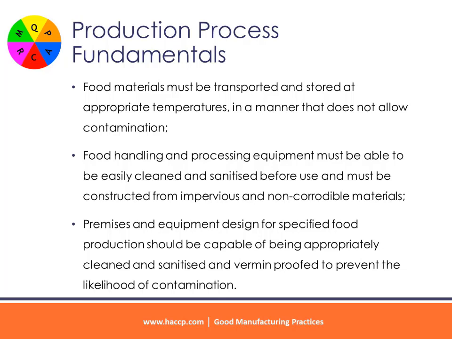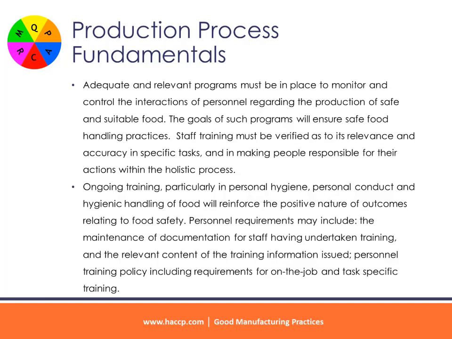Premises and equipment designed for specified food production should be capable of being appropriately cleaned and sanitized and vermin-proof to prevent the likelihood of contamination. Adequate and relevant programs must be in place to monitor and control the interactions of personnel regarding the production of safe and suitable food. The goals of such programs will ensure safe food handling practices. Staff training must be verified as to its relevance and accuracy in specific tasks, and in making people responsible for their actions within the holistic process.